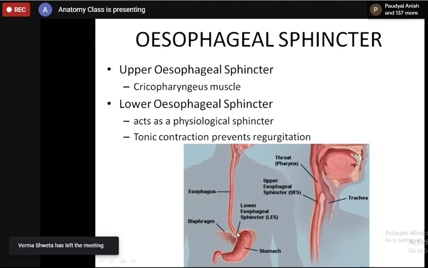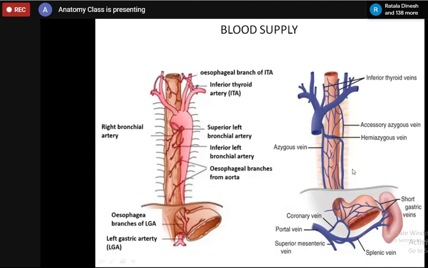The lower esophageal sphincter and upper esophageal sphincter are the two sphincters present within the esophagus, and most of the time, except during the passage of food, they remain closed. The lower esophageal sphincter remains closed to prevent reflux of gastric fluid, while the upper esophageal sphincter remains closed to prevent ingestion of air. So this is about the sphincters of the esophagus.